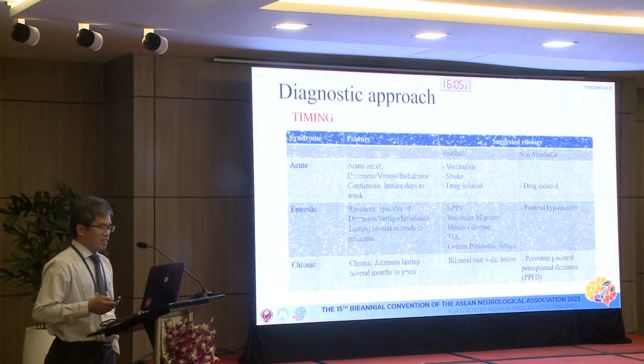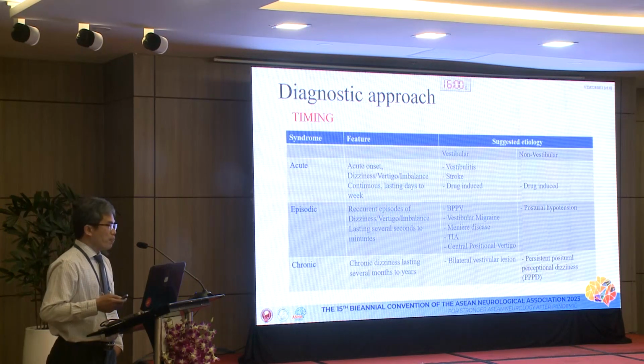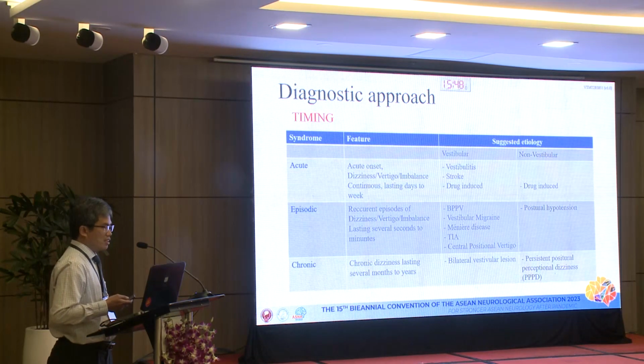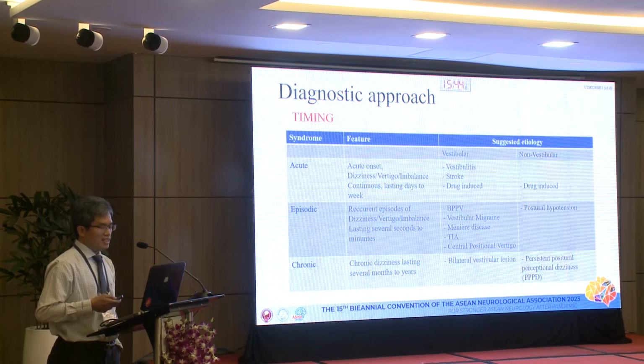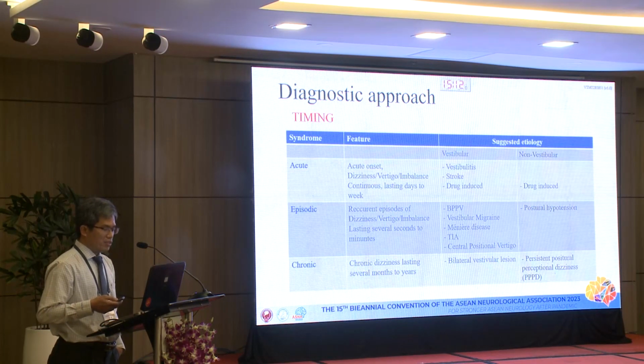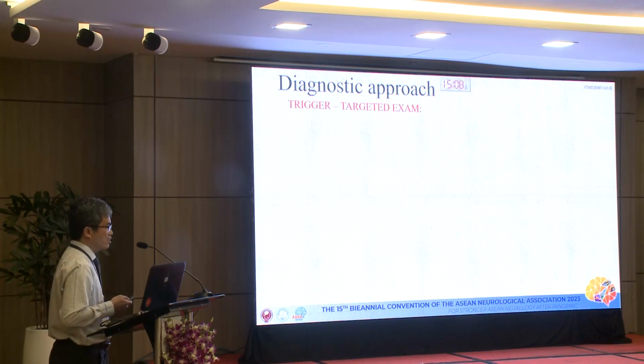So for the timing, for the acute syndrome, the commonly suggested etiology is vestibular neuritis or stroke, or even stroke-induced. We classify into this type of acute when there is an acute onset and it is continuous, lasting for days to weeks. And if we have another syndrome, episodic, that means it happens as episodes lasting for several seconds to minutes. And another is chronic duration, maybe lasting for several months or years. So for each syndrome, we have some specific etiology, and to do the diagnosis, we move to another feature, that is the trigger, and do the exam.